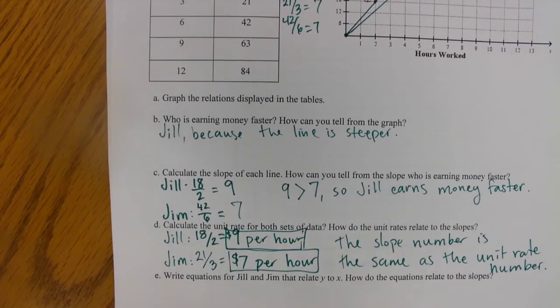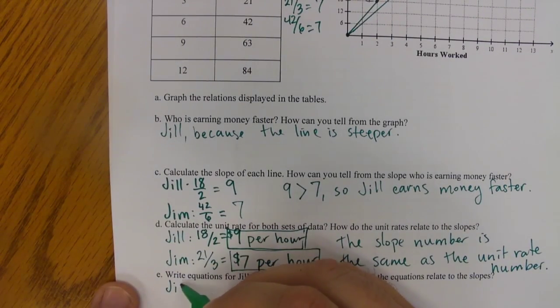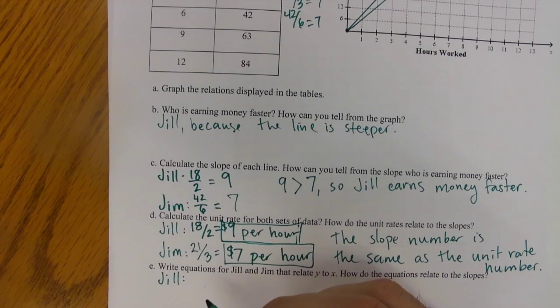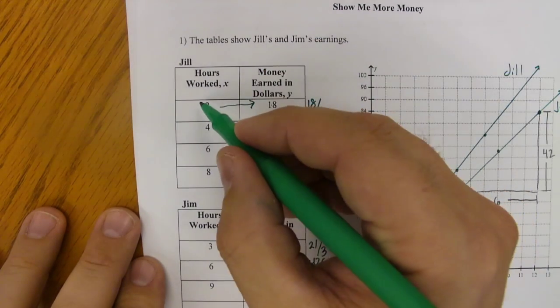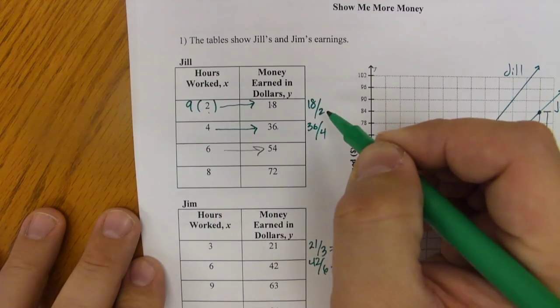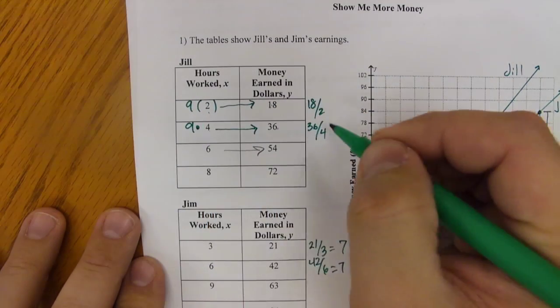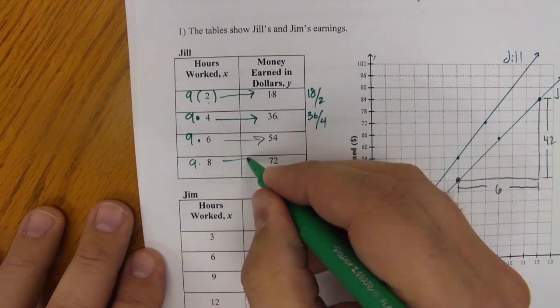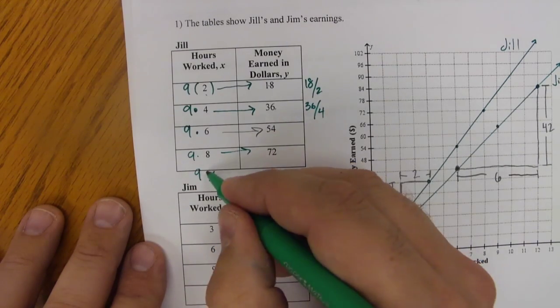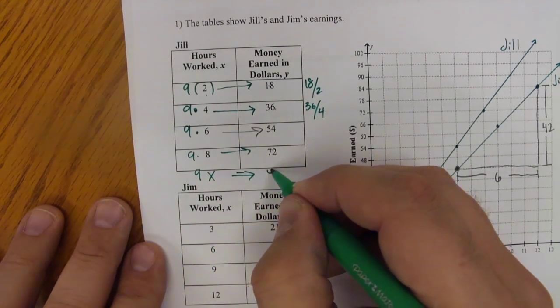For Jill, how do I do it? How do I get from 2 to 18? Right here? You can either divide. 18 divided by 2 is 9. And you can times 9 by 2 to get 18. Okay. All right. So this student just explained that we could do 9 times 2 to get 18. We can do 9 times 4 to get 36. 9 times 6 to get 54. 9 times 8 will give us 72. 9 times whatever this x is will give us the y.